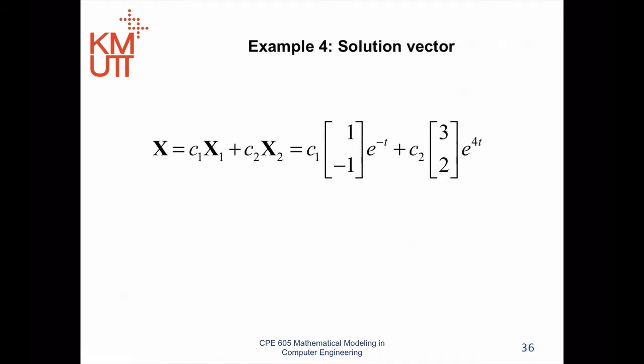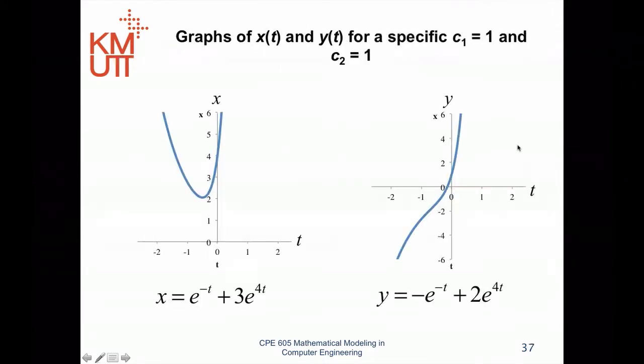So the general solution would be in the form of c1 x1 plus c2 x2, with c1 and the x1 plus c2 and the x2. c1 and c2 are usually determined from the initial condition. Suppose we found that c1 and c2 are equal to 1. We can plot the change of the population of x and y like this: the x population will go down and go up, and the y population will always go up like this.